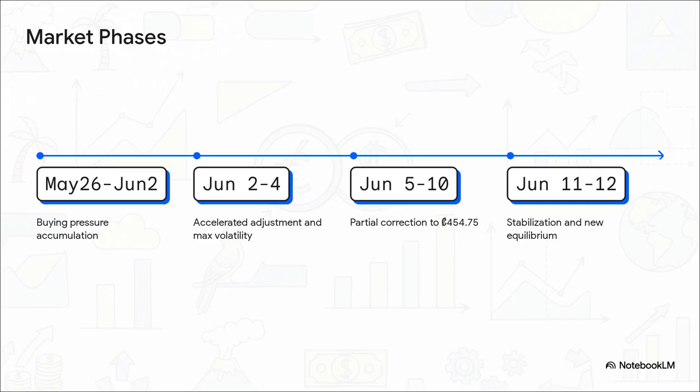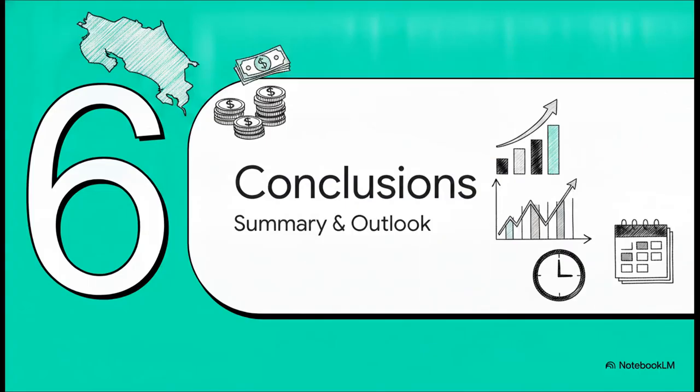Third, between June 5th and June 10th, a partial correction dropped the rate down to 454.75. Finally, on June 11th and 12th, we observed stabilization around the 456 level, showing how buyers and sellers absorb the interaction of supply and demand to reach a new equilibrium. And finally, Block 6, Economic Interpretation and Conclusions. Let's summarize and look at the forward outlook.